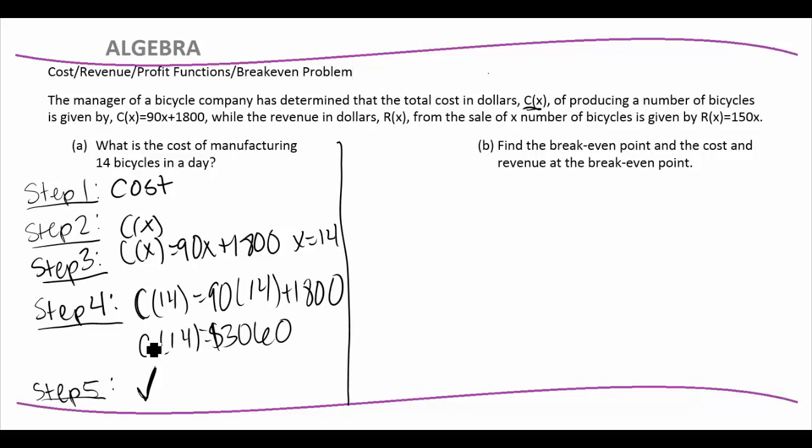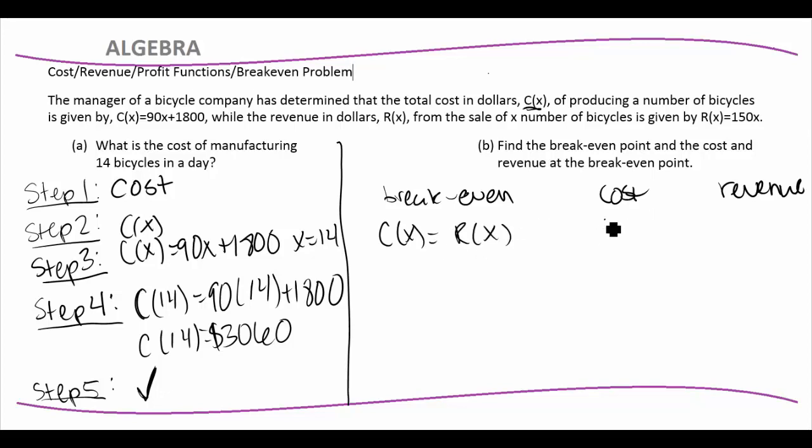Step 1, determine what we are looking for. We are looking for the break-even point. And then we're looking for the cost and the revenue at this point. And then step 2, we're going to assign a variable to represent what we are looking for. The break-even point is the point at which cost and expenses and revenue are equal. So we're going to say C of X equals R of X, because C of X is cost and R of X is revenue, given to us in the problem above.